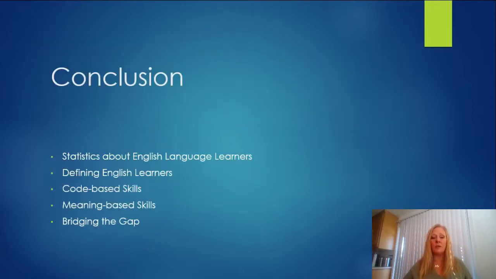Okay, in conclusion, we learned about statistics about ELs on the video and from the textbook. They're pretty close in numbers. The video may be newer, the textbook may be newer, I'm not sure, but they're pretty close. There's 150 other languages spoken. Approximately 70 to 85% are Spanish speakers. Probably in our area, it's higher. You should have learned what code-based skills are. You should have learned what meaning-based skills are. And you should have learned the importance of bridging the gap and preparing children for the 21st century world.